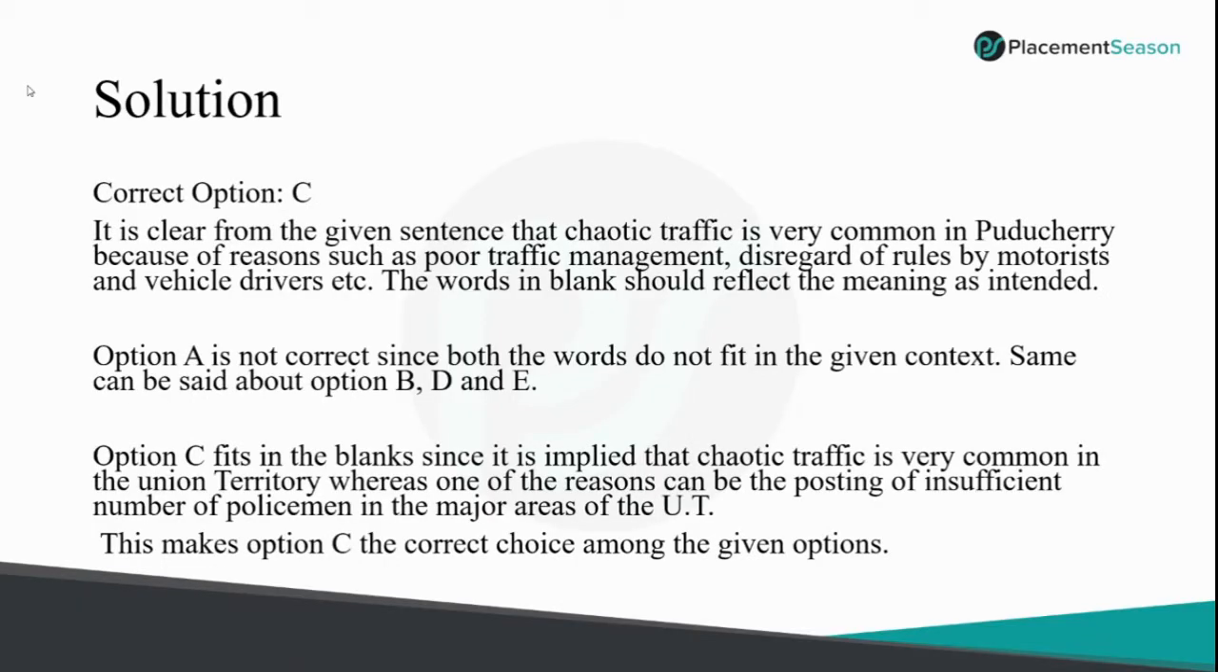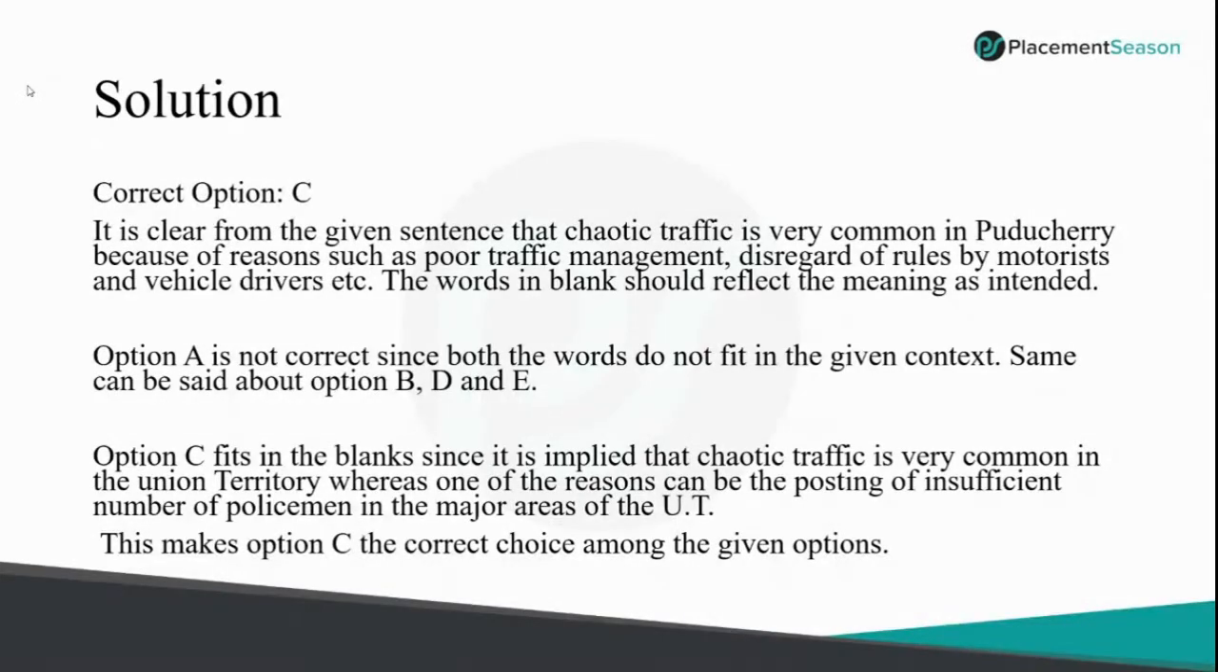So, what is the right option? They say option C is the right option here. It is clear that the given sentence is talking about how chaotic Puducherry is. What are the reasons? Poor traffic management, and motorists and vehicle drivers don't respect the traffic rules. So the words in the blank should also reflect the same meaning.